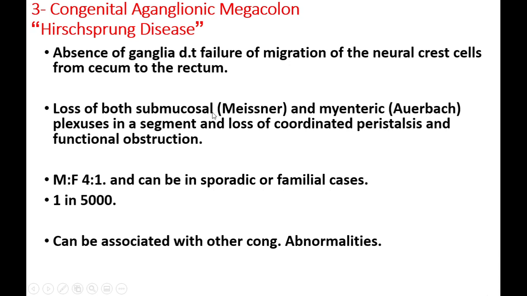Both the submucosal Meissner and myenteric Auerbach plexuses in the segment are lost, with loss of coordinated peristalsis, and this is called a functional type of obstruction. Both submucosal and intramuscular neural plexuses are not present. Male to female incidence is 4 to 1, higher male incidence, and it can be sporadic or familial. It occurs in 1 in 5,000 live births. It can also be associated with other congenital anomalies, including congenital heart anomalies.